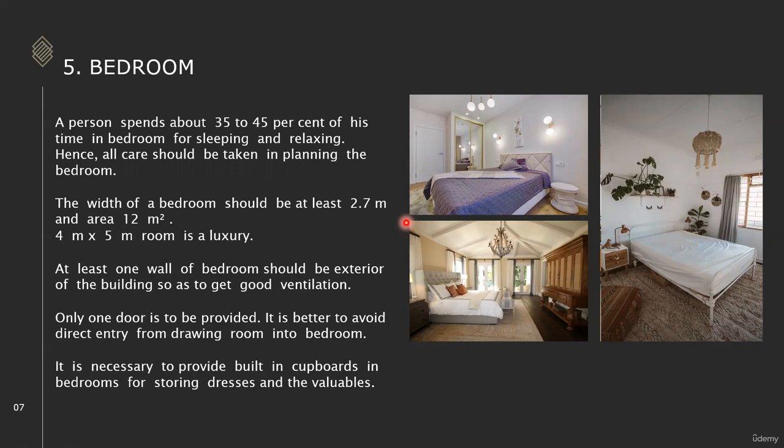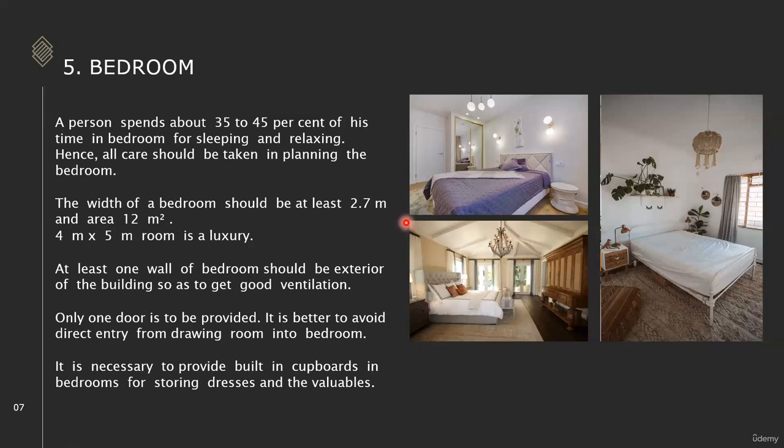In most cases a person spends 35 to 40% of their time in the bedroom only, for the sleeping purpose or for the relaxing purpose. The minimum width of a bedroom should be at least 2.7 meter. Why is it 2.7 meter?